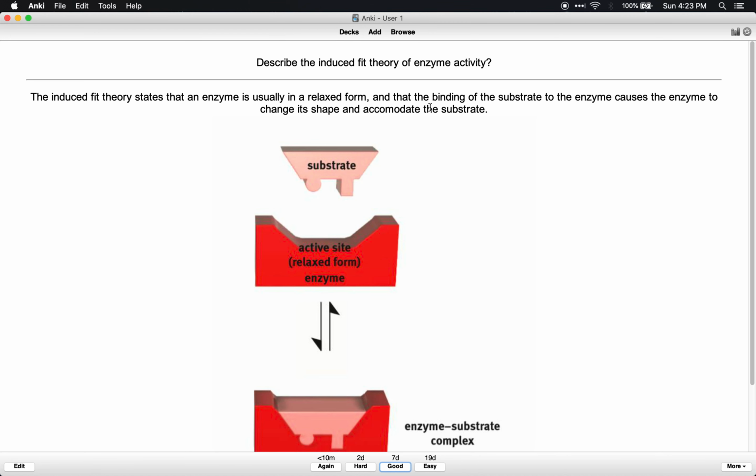Induced fit: substrate binds to the enzyme active site and causes a conformational change to make it fit more tightly to that substrate.